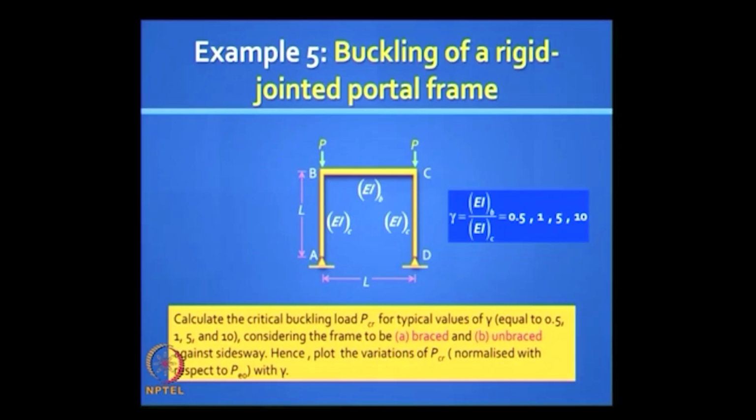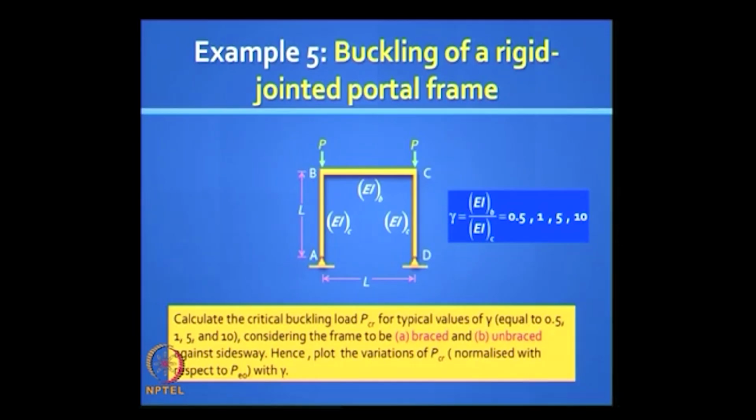Now I have a portal frame, rigid jointed portal frame, and I want to look at two conditions. The frame is braced by other elements in the building and the frame is unbraced, and I get two different solutions. And also the relative stiffness of beam to column is crucial. So I bring in a parameter gamma, which is EI of the beam to EI of the column, and let us look at different values of gamma 0.5, 1, 5, 10.